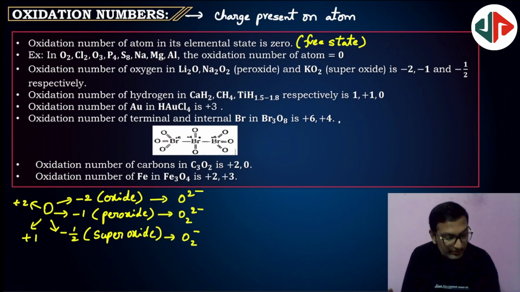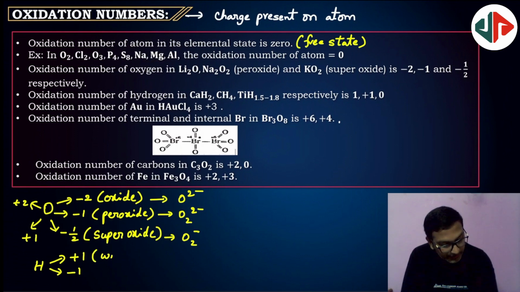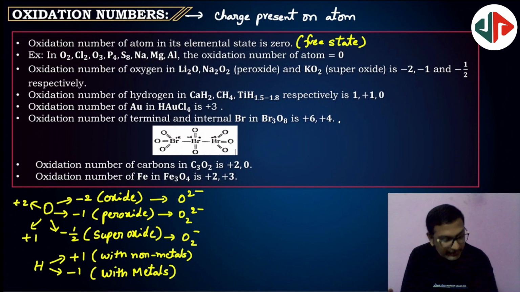So, very important. Each oxygen is -2 in an oxide, -1 in a peroxide, and -1/2 in a superoxide. Similarly, hydrogen has two oxidation states, +1 and -1. It is +1 when it combines with non-metals, and -1 when it combines with metals.